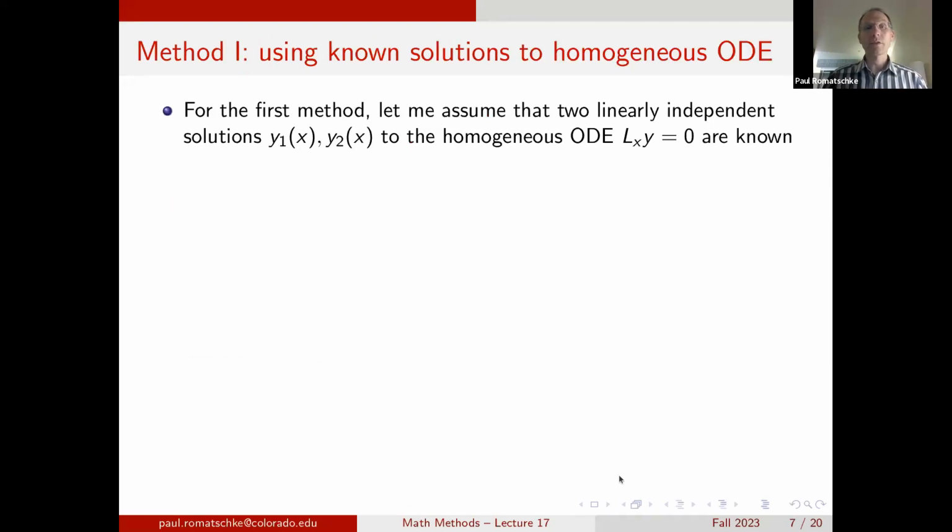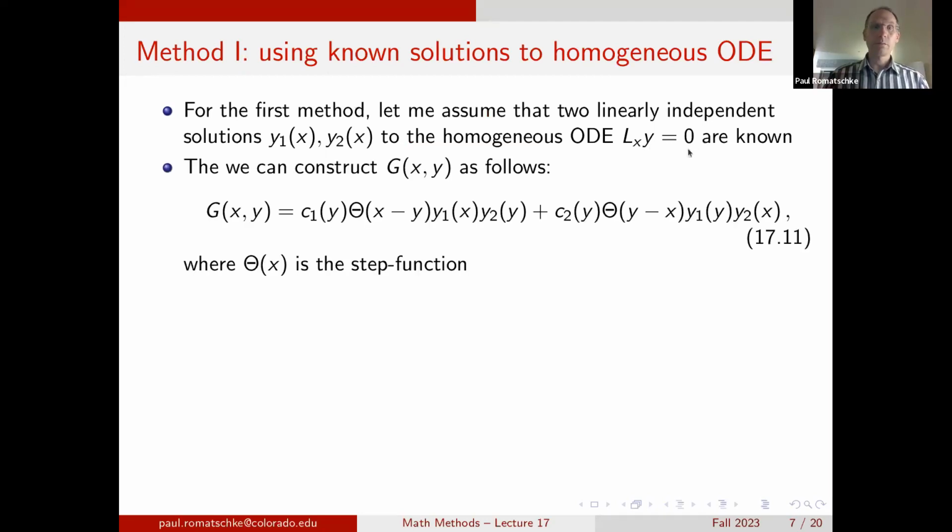So let me get started with the first method, which is based on knowing the solutions to a homogeneous ordinary differential equation. So assuming that we know two linearly independent solutions, y1 of x and y2 of x, to the homogeneous ordinary differential equation, Lx on y equal to 0, we can construct the Green's function as follows.